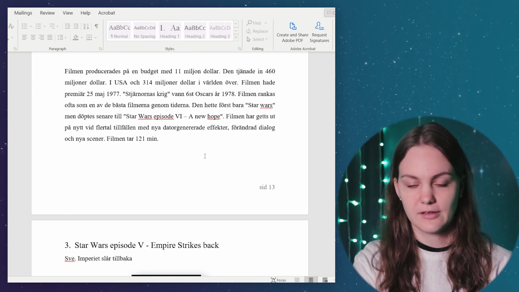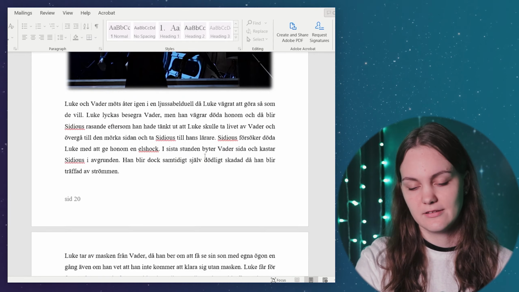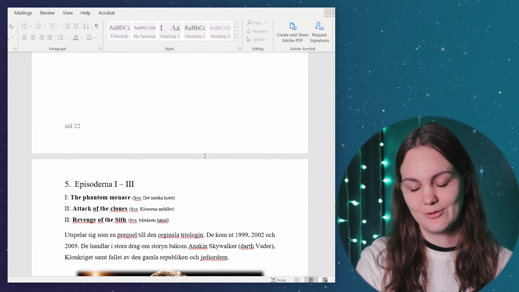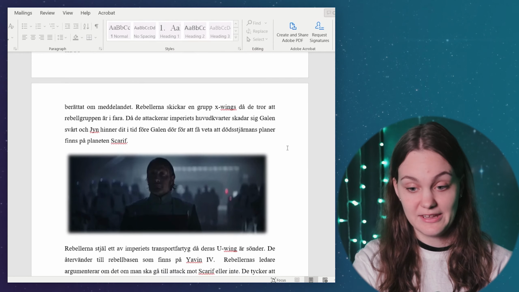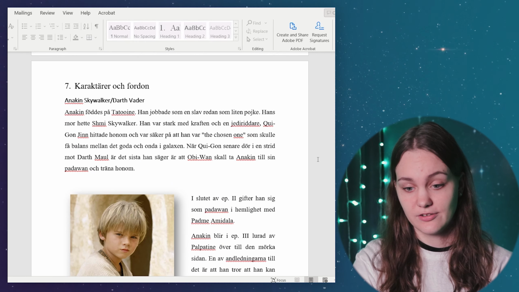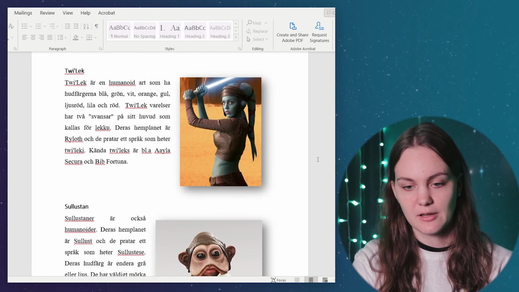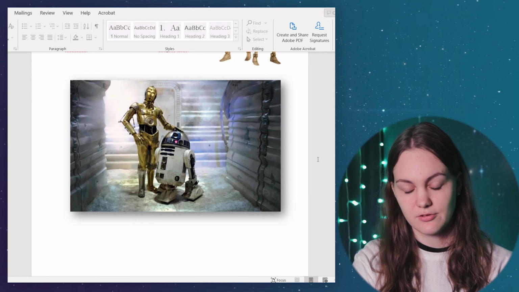And then there's some information about the movies, but that's pretty much all of the movies. Everything that happens and who is in them. And then Rogue One and everything about Rogue One, yes, okay. Then we have some characters and vehicles. And then we have some species of Twi'lek, Zolstan, Rodian, and droids.